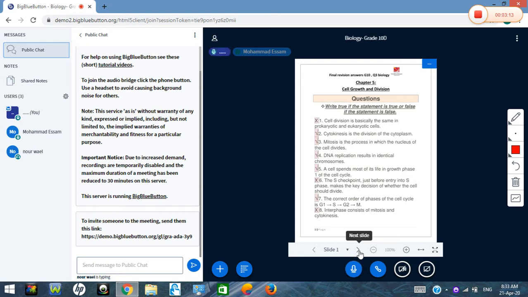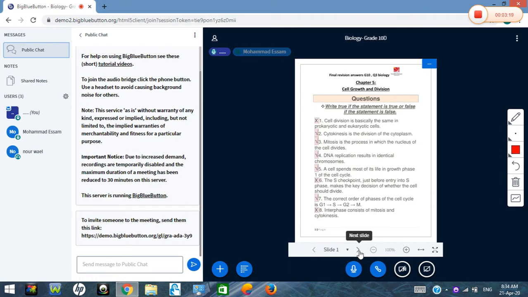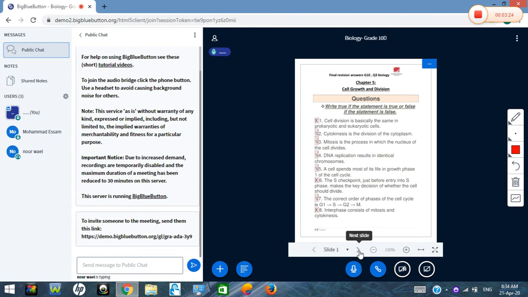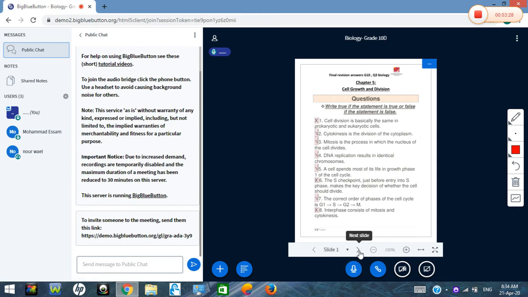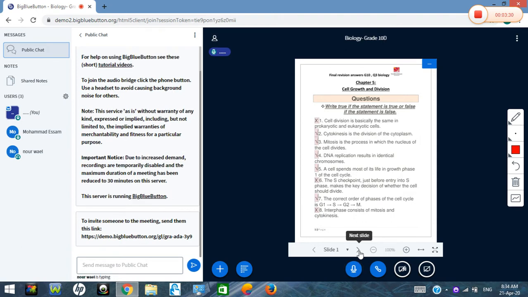G0 means the cell is at rest. The cell is at rest, or the cell before the division. Before the division. Okay?